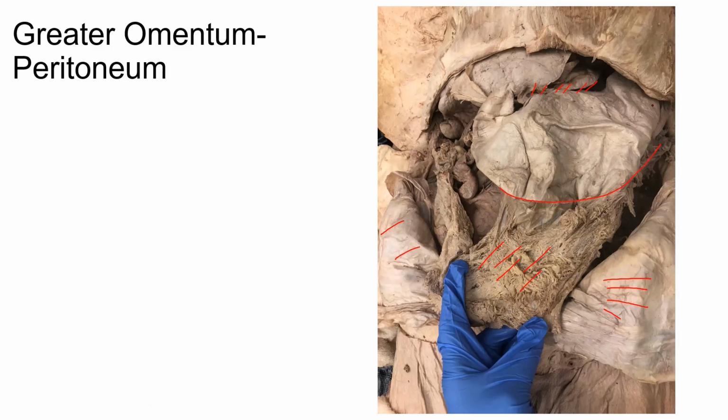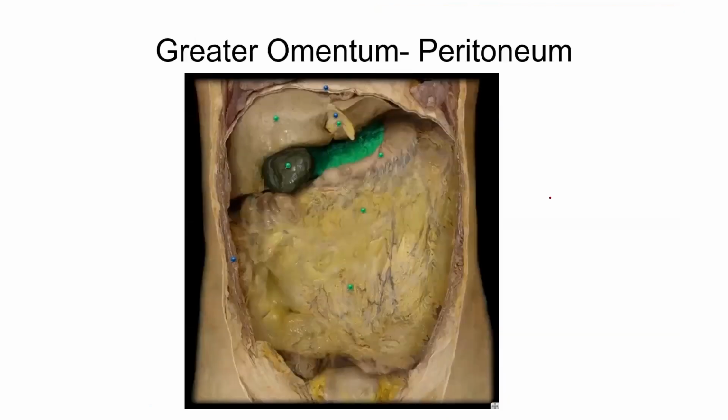So we see the stomach here, this large bag-like structure. Here's the greater curvature, and hanging from that greater curvature is where we find the greater omentum. Now, this is also helping to attach the stomach to the transverse colon. So beneath this fatty connection here, we would find the transverse colon as well, okay?